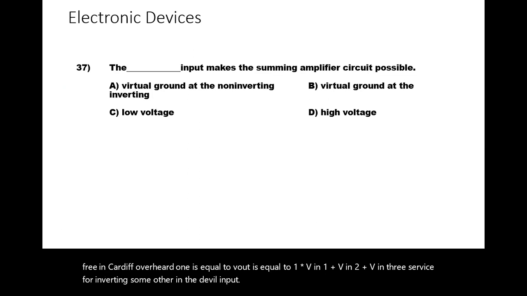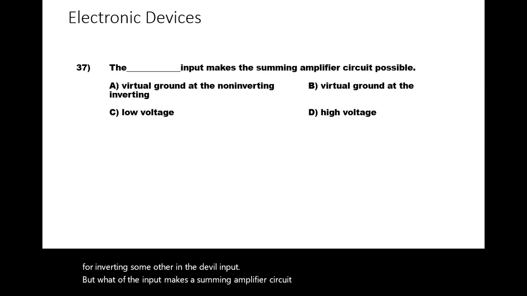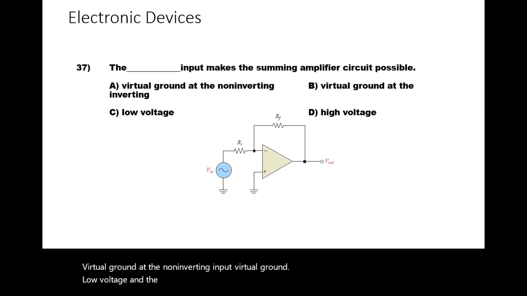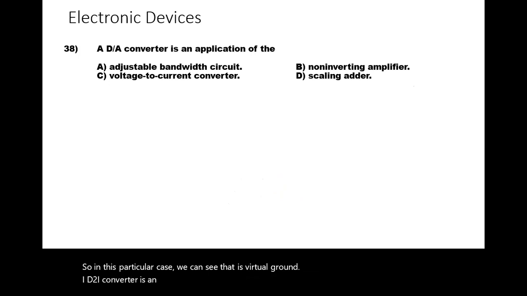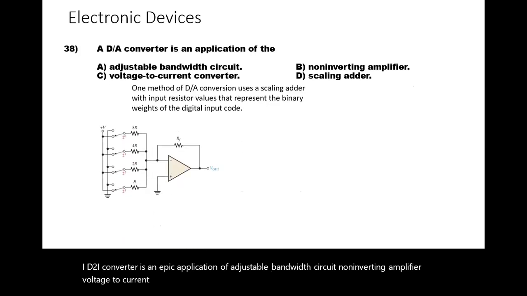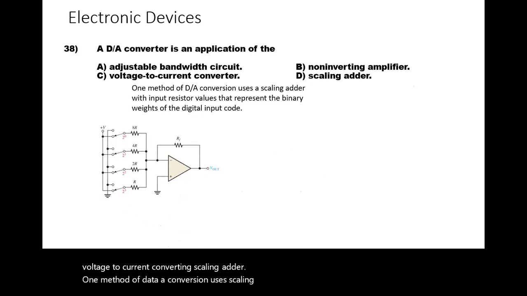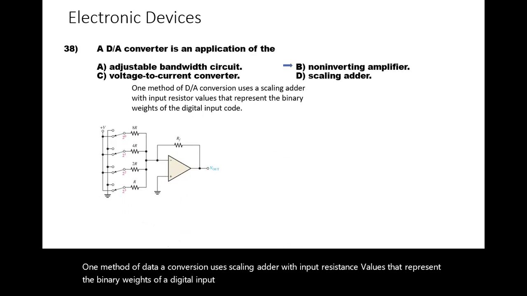But what at the input makes a summing amplifier circuit possible? Virtual ground at the non-inverting input, virtual ground, low voltage, or a high voltage? In this particular case, we can see that it is the virtual ground. A D to A converter is an application of an adjustable bandwidth circuit, non-inverting amplifier, voltage to current converter, or scaling adder? One method of D to A conversion uses a scaling adder with input resistance values that represent the binary weights of a digital input code. So that is a scaling adder.